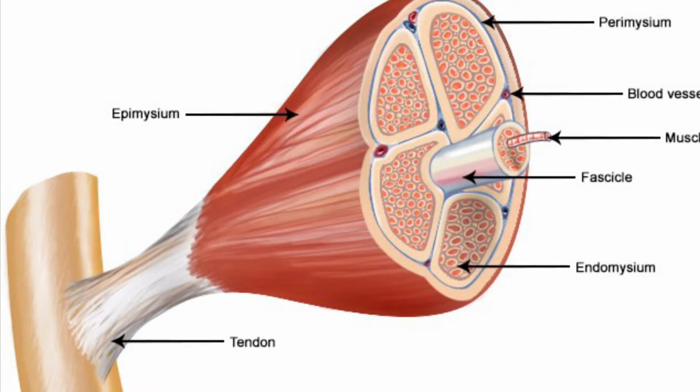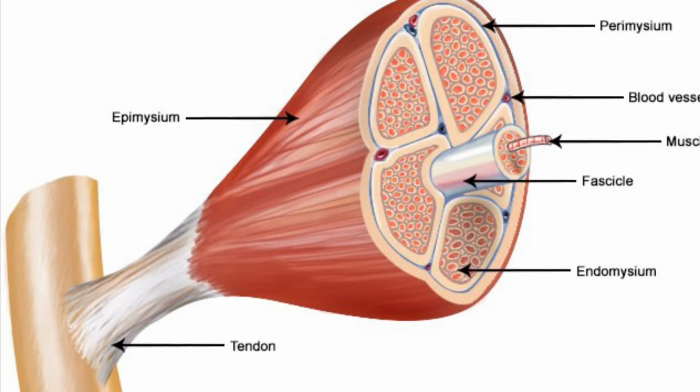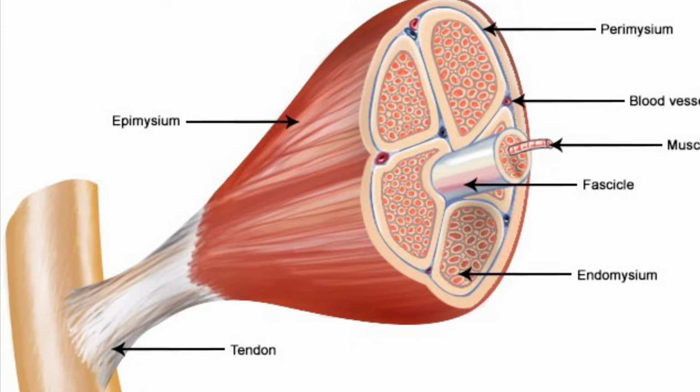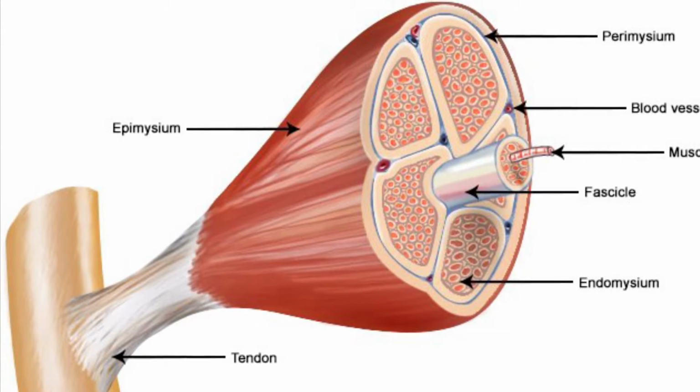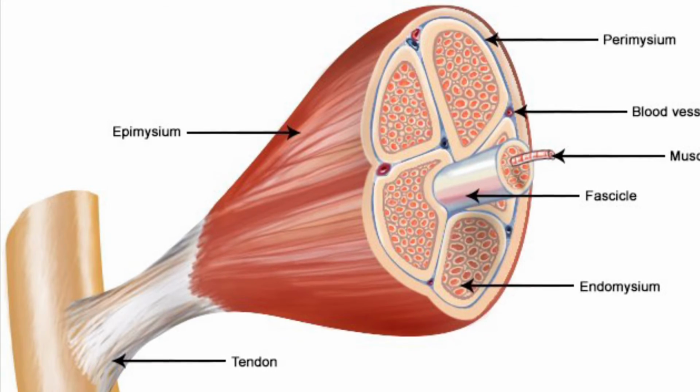Skeletal muscles have an abundant amount of blood vessels and nerves, which allow them to contract easily because of quick nerve impulses and great blood supply. Muscles either attach to bones by tendons or to other muscles by ligaments.